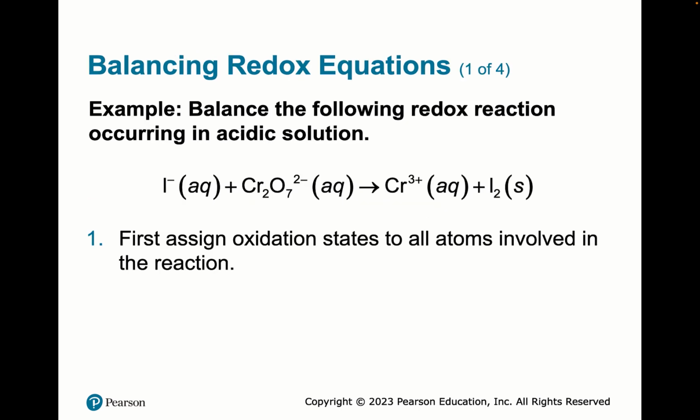So let's do this for this reaction here. Iodide plus dichromate makes chromium 3+ plus iodine solid. So the first thing we do is assign oxidation states.